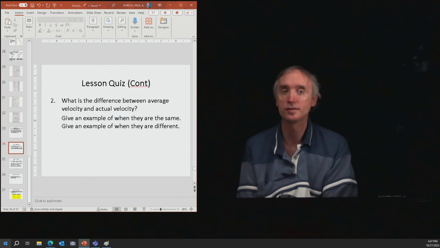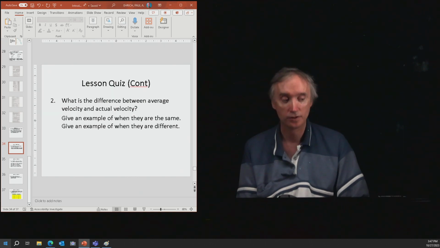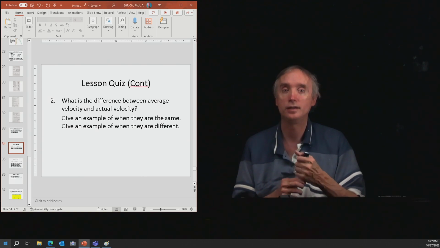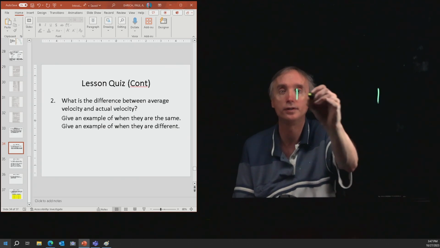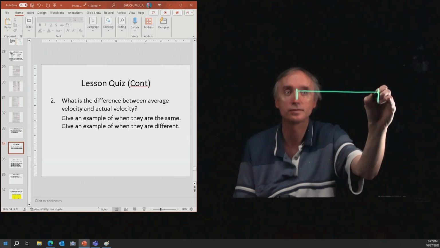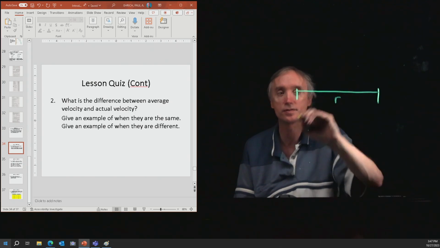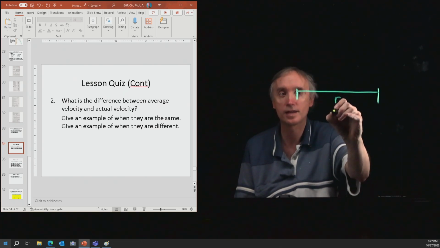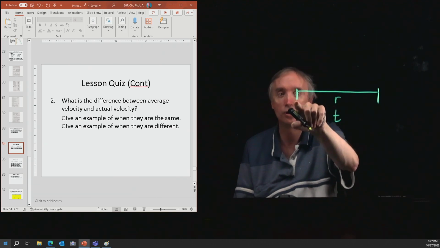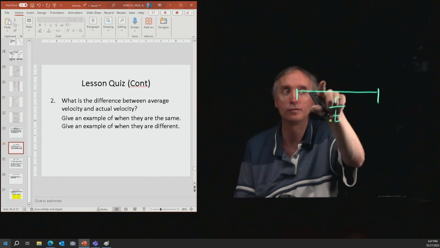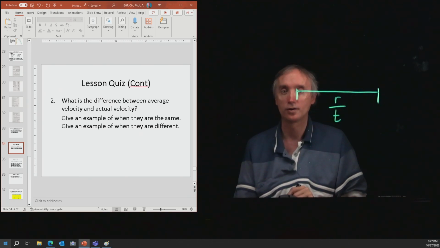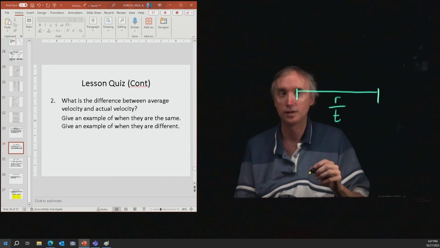Accelerations change your speed. Question number 2. What is the difference between the average velocity and actual velocity of an object? So the average velocity is you've got a starting point, and then you've got an ending point, and you've got a certain distance. So this is the total distance that you travel, and then it takes a certain amount of time to go from here to here. So when you divide them, that's going to be your average speed. Okay, the actual speed can be different.